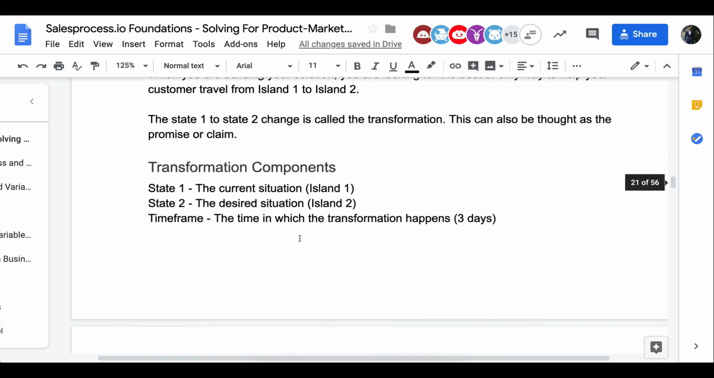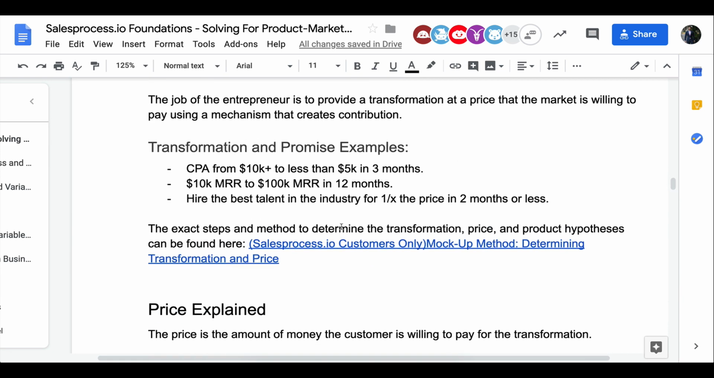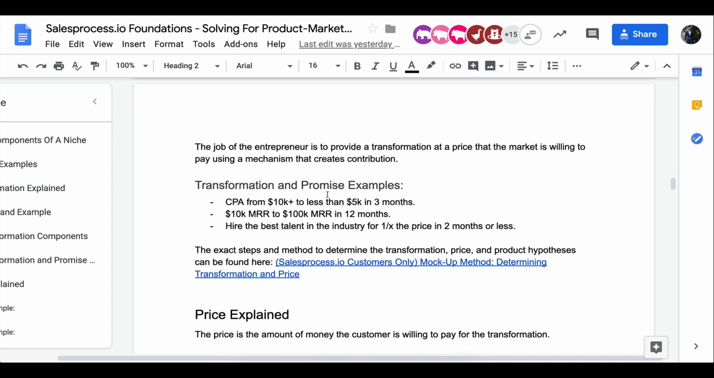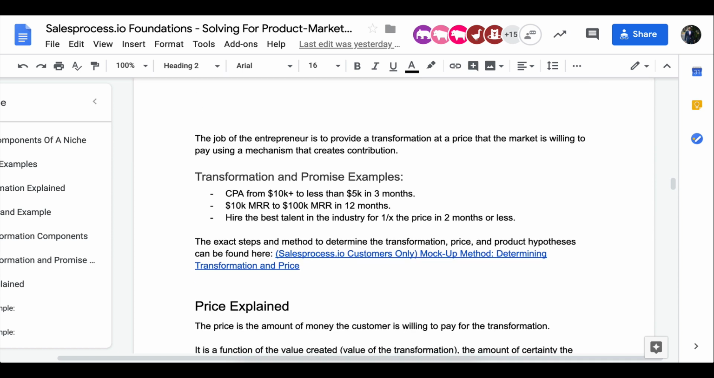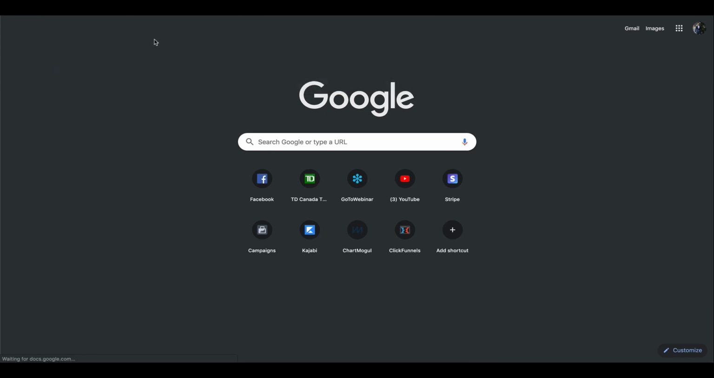So you can use relative time frames. Okay, and you can use relative numbers. Okay, and or you can use absolute numbers. So what we're going to do is we're going to jump over to our spreadsheet, our foundational copy spreadsheet.